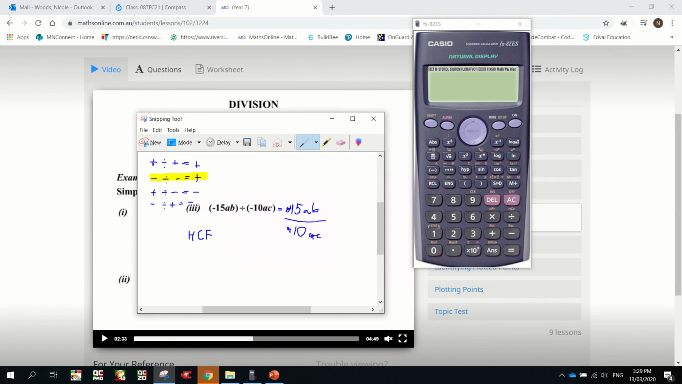2, no, that doesn't go into 15 equally. 3 doesn't go into 10 equally. 4 doesn't go into either equally. 5 goes into 10. 5 goes into 15. It could be that. Just remember that number.